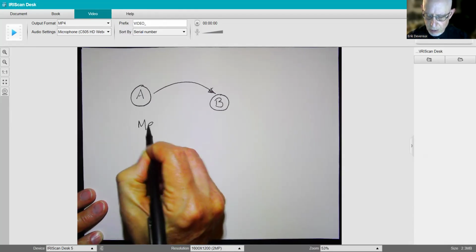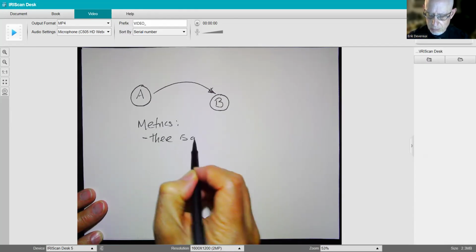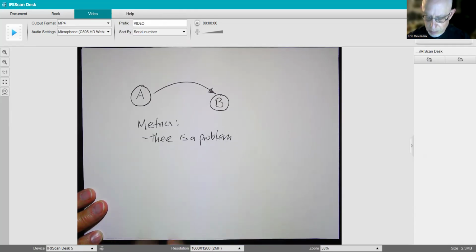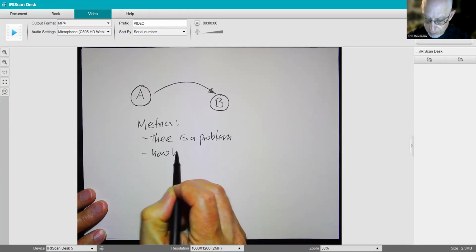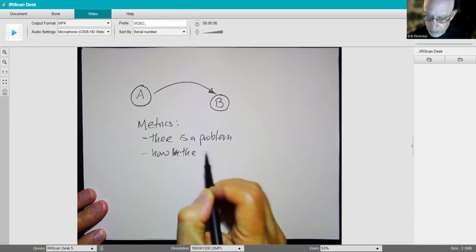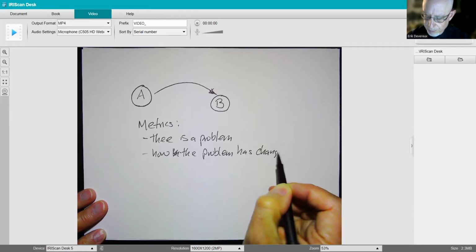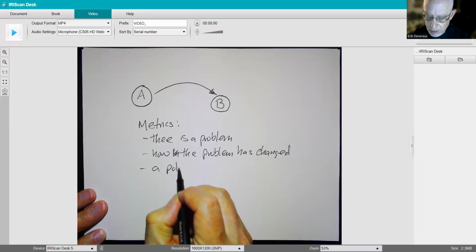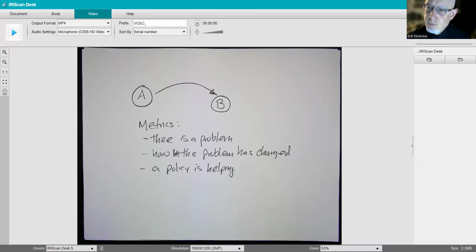Metrics tell you the following: that there is a problem. Often we don't even think there's a problem unless we can measure something and say, well, that's not acceptable. They may tell you how the problem has changed. And they may show you that a policy is helping, right? These are things that metrics tell you. They are measures that we construct for this purpose.